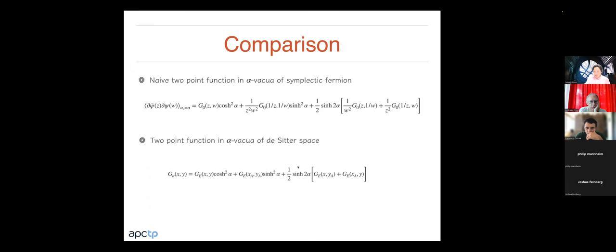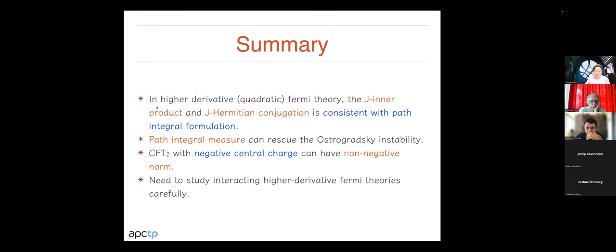So let me conclude with a summary. In the higher derivative Fermi theory, the J inner product and the J Hermitian conjugate are considered with the path integral, and then one has to use them to give a well-defined theory. The path integral measure can sometimes rescue this instability. And the CFT with negative central charge can have non-negative norm states. We showed some counterexamples.